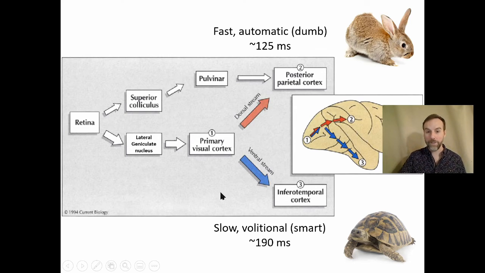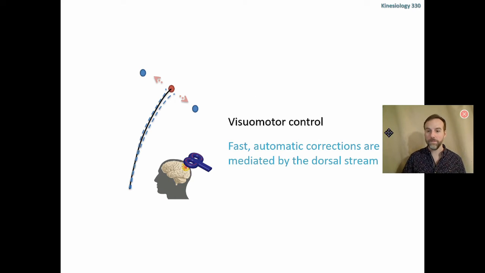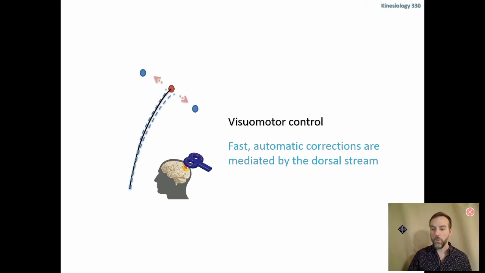But let's look at evidence for that. So what we're going to look at is evidence that fast automatic corrections, the hare, are mediated by the dorsal stream. And we're going to look at a new neurological tool to help us do that. So we'll talk a little bit about how this tool works. We'll take a bit of a digression to explore transcranial magnetic stimulation before we bring it back to the dorsal and ventral streams.